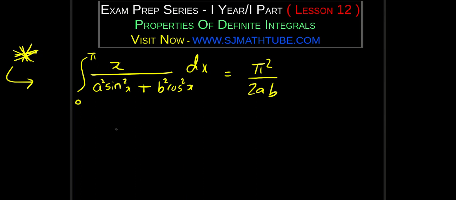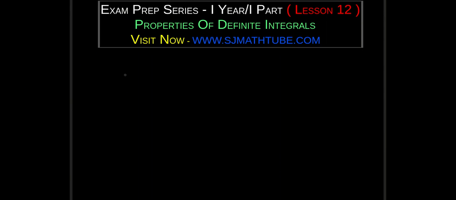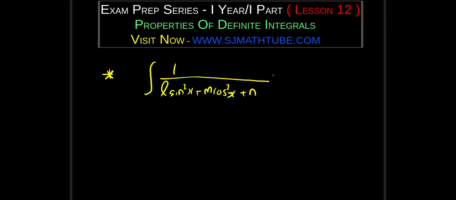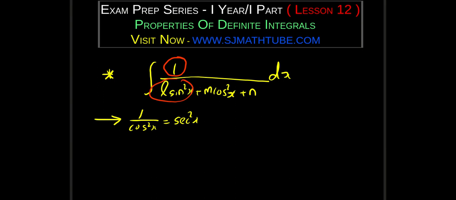So, the first thing I want you to know is, you can note the background. Suppose you have an integral in the form 1 by L sin square x plus m cos square x plus n. You might have learned this as a standard type in class 12. The method is multiply throughout by 1 by cos square x. 1 by cos square x means sec square x. So you multiply each and every term, the numerator and the denominator, by sec square x.